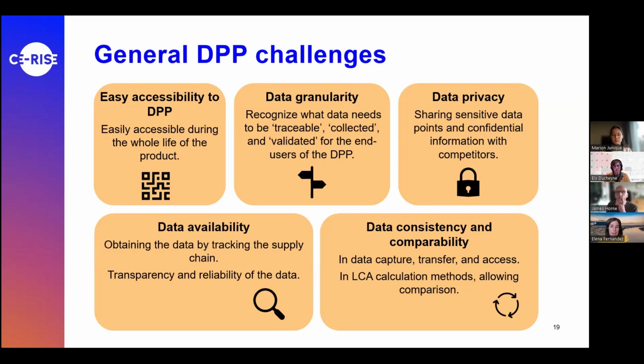And lastly, the data consistency and comparability. So many stakeholders think that there is a lack of consistency in methodologies for data capture, transfer, and access, and that there is a need of an industry-wide consensus. And there is also a lack of standardization in the calculation methods for LCA, and that if these methodologies would be standardized, that would allow comparison between the results.